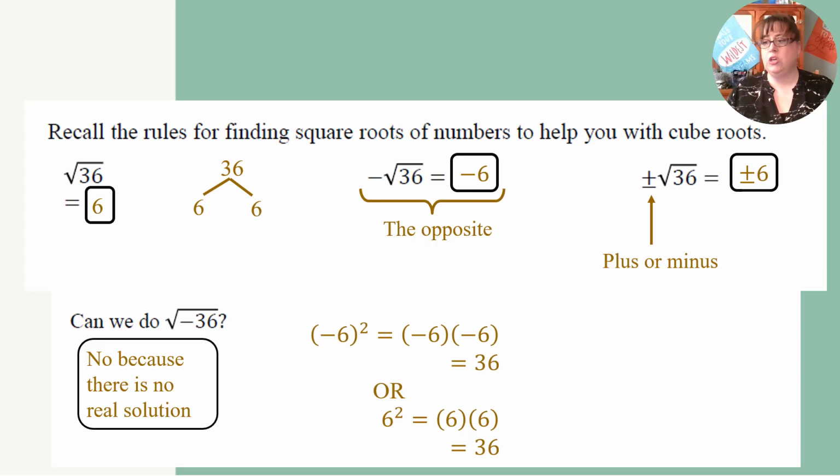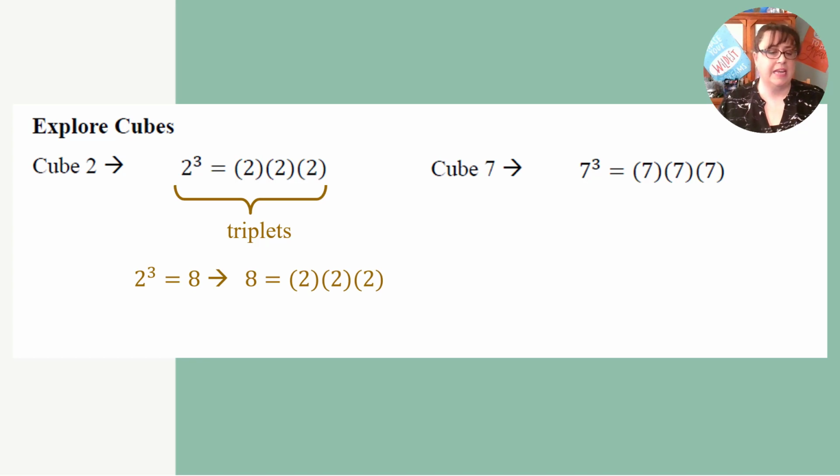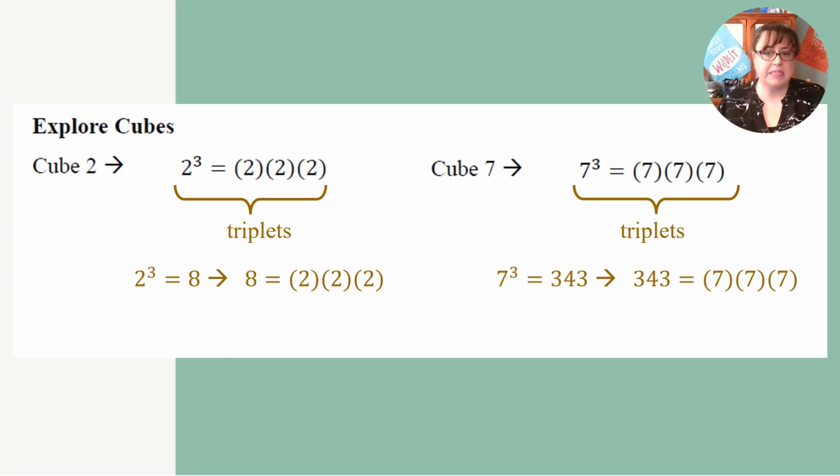But when we get into cubes, that story is different. The cube of 2, which is 2 to the third, which is 2 times 2 times 2, looks different. These are triplets. So 2 cubed is 8, and 8 is 2 times 2 times 2. The cube of 7, which is 7 cubed, which is 7 times 7 times 7, again, those are triplets, is 343. 7 times 7 is 49, and 49 times 7 is 343.